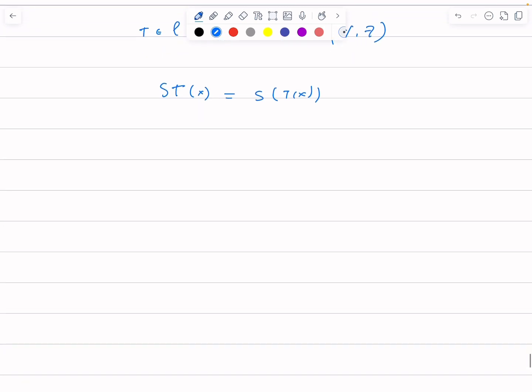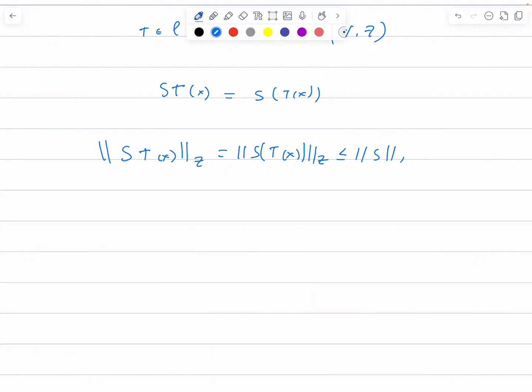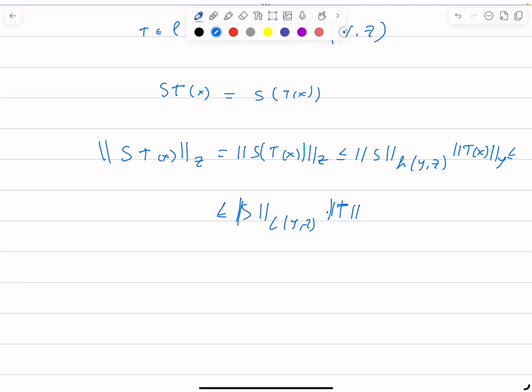How will we prove it? Like the norm of STx is equal to the norm of S(Tx) in Z, less than or equal to the norm of S in L(Y,Z) times the norm of Tx in Y. This is less than or equal to the norm of S in L(Y,Z), and we can write the norm of T again in L(X,Y), because our norm in our space is like this, times the norm of x in X.